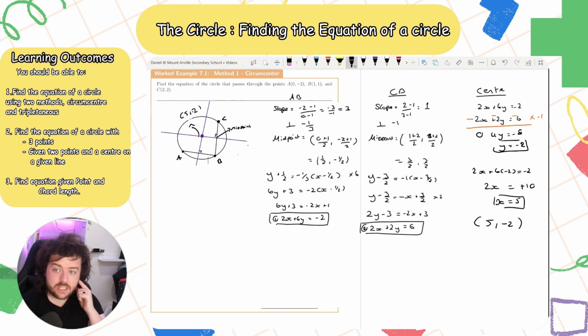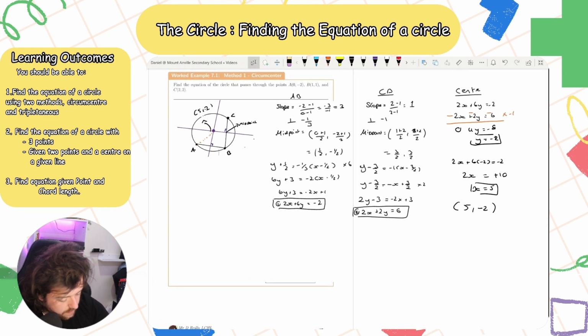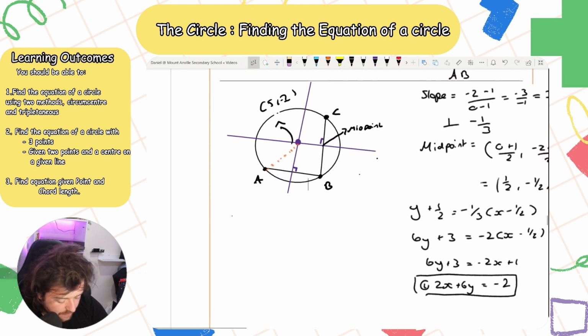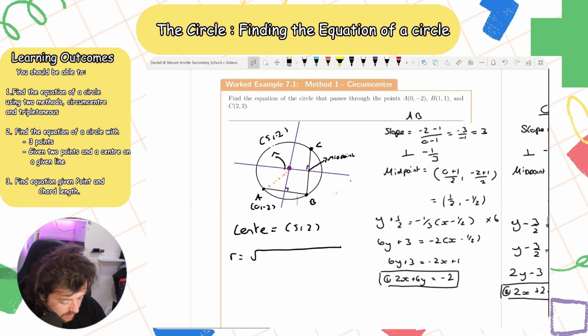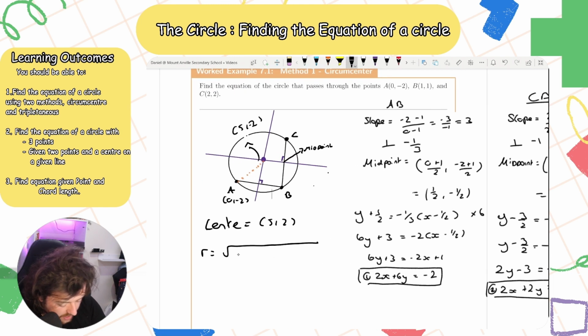So now that I have my center point, I need to find my radius. And to find my radius, I just find the distance from my center to any point. So I'm just going to choose A. My center is (5, -2). My radius is going to be equal to... So A is (0, -2), I believe. So I'm going to have (0 minus 5) squared plus (minus 2 minus negative 2) squared.